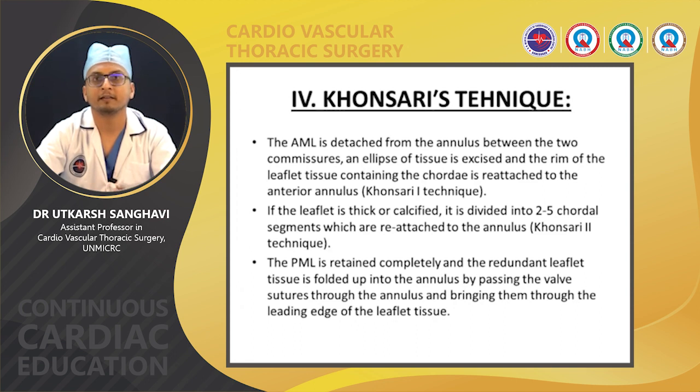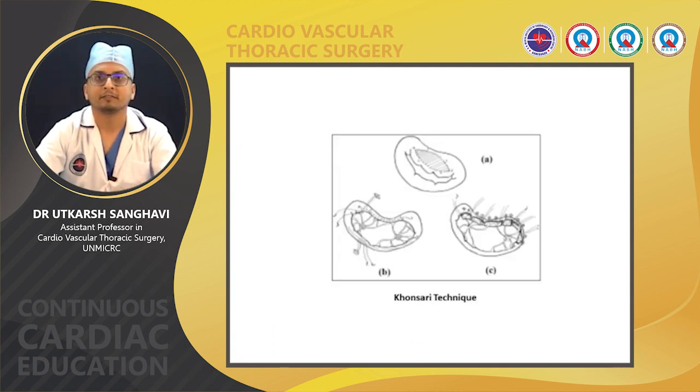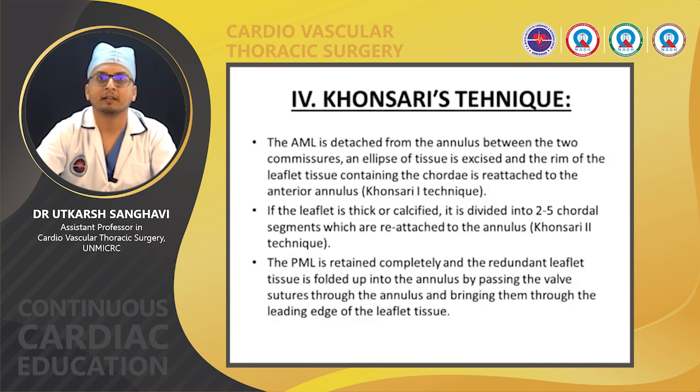But if the leaflets are very thickened and calcified, where we cannot excise an ellipse of tissue, we excise 2 to 5 segments which have most of the chordae. These are reattached to the annulus. So this becomes Khonsari 2. As you can see in figure B, we have detached around 2 to 5 small segments of the AML which contain the maximum of the chordae. These are reattached to the annulus again. The posterior mitral leaflet is retained completely, and the redundant leaflet tissue is folded up into the annulus by passing the valve sutures through the annulus and bringing them through the leading edge of the leaflet tissue.